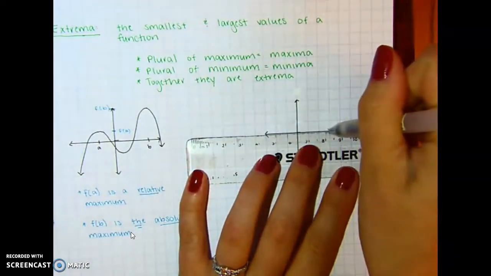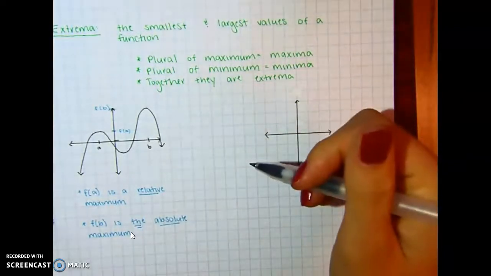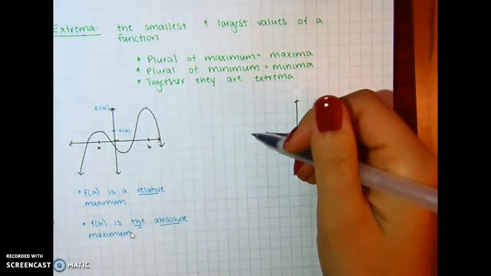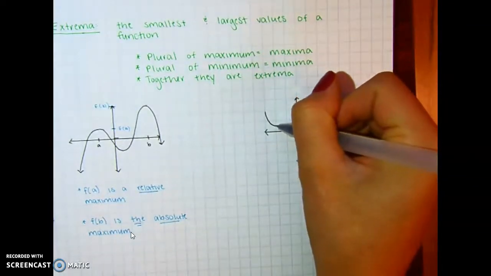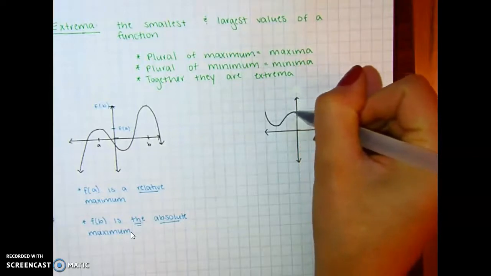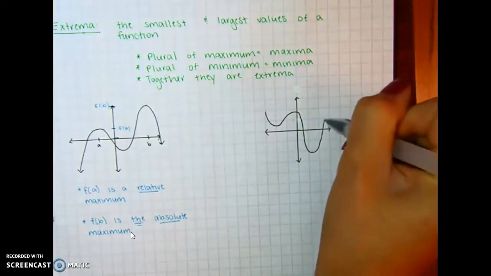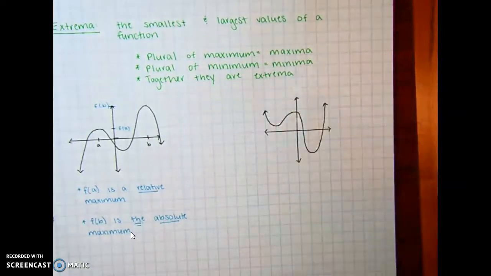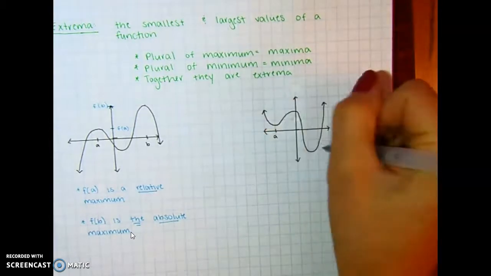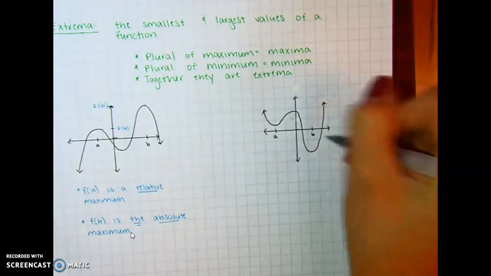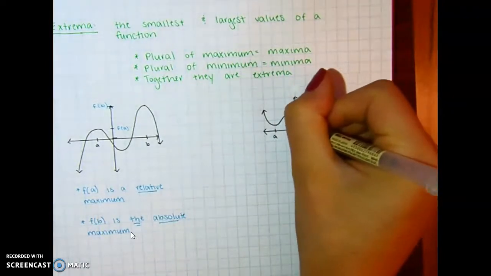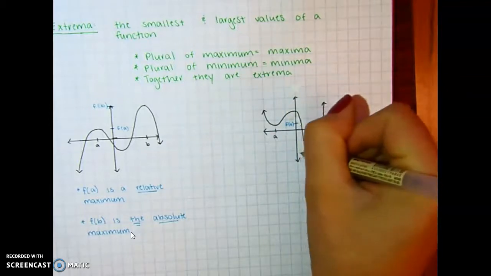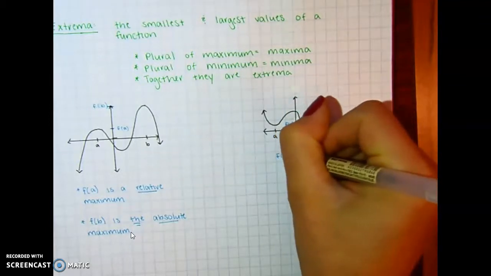Okay, so I'd like to do a similar graph, but this one will have two minimums. So let's do something like this. So again, this will be our A value, this will be our B value. Here we have f of A, and down here we have f of B.